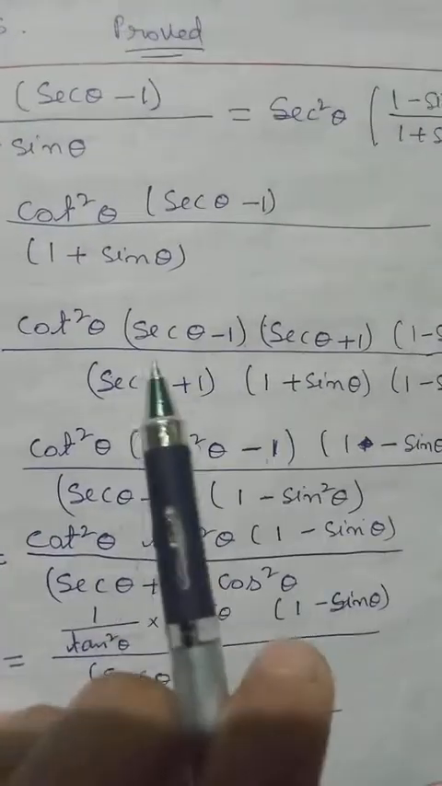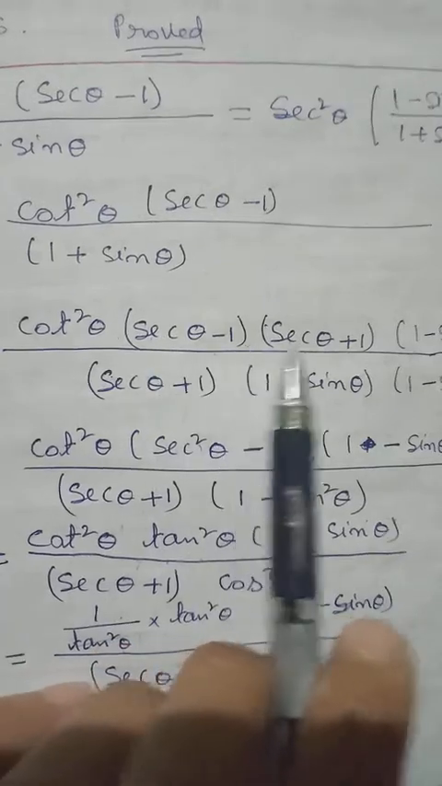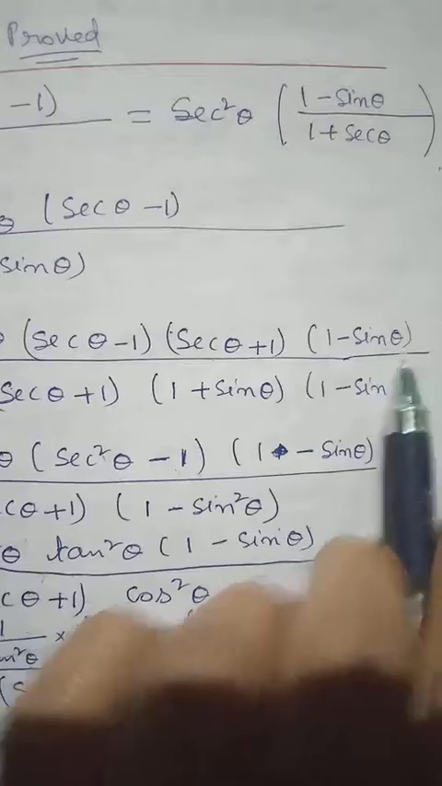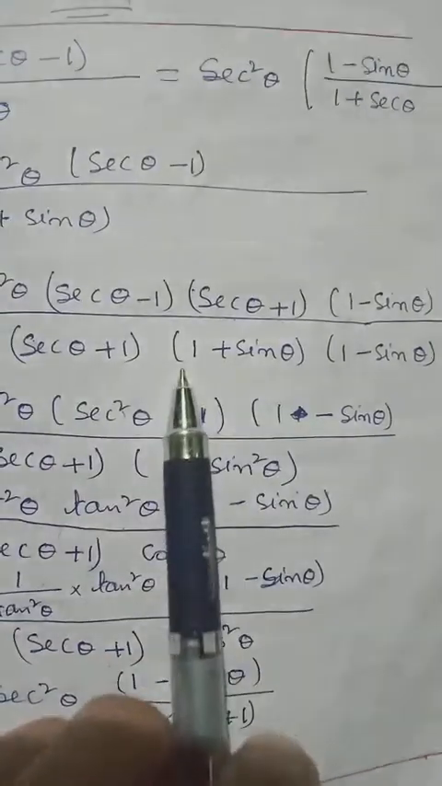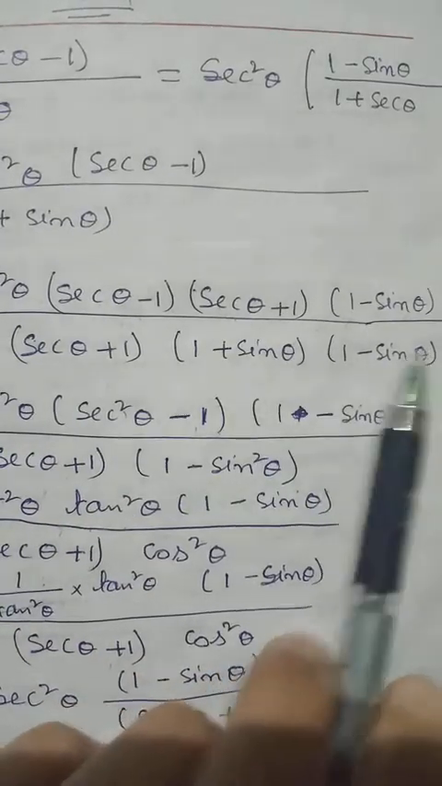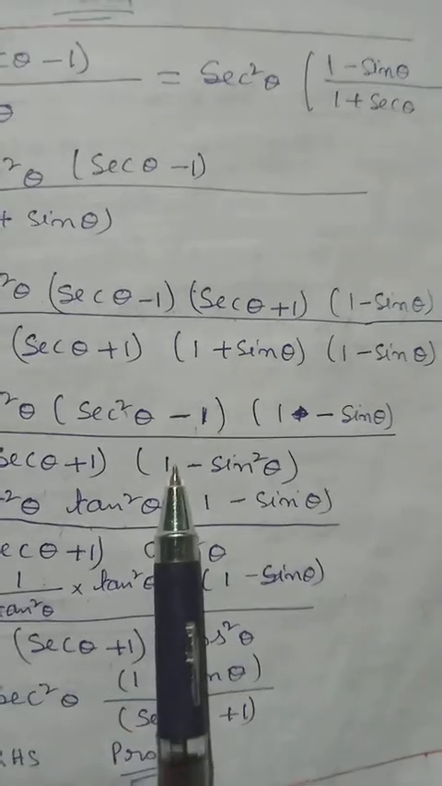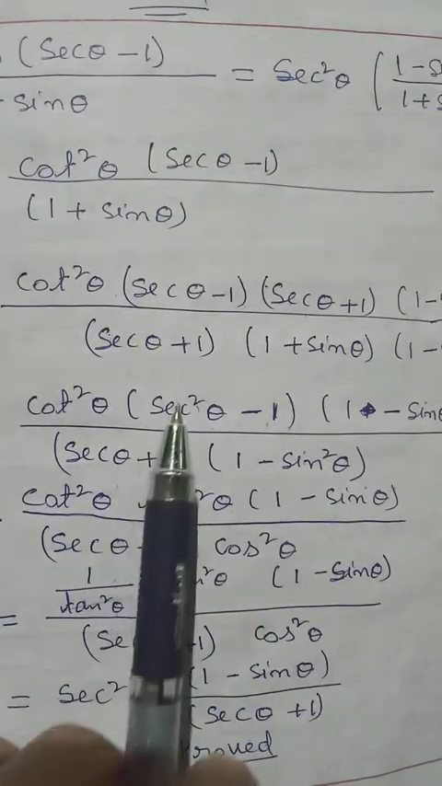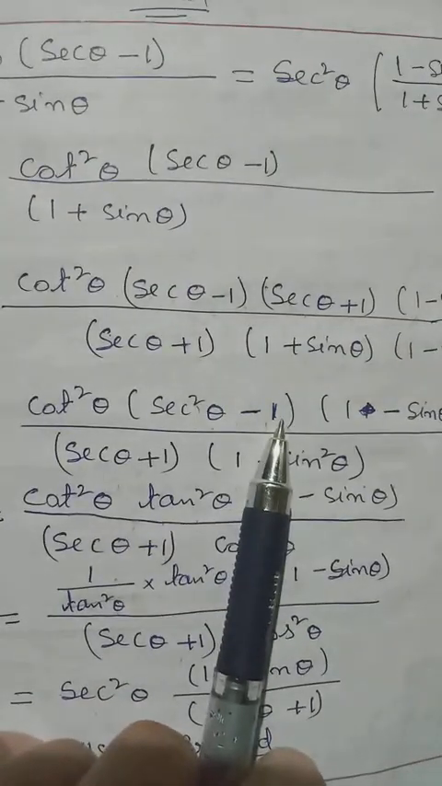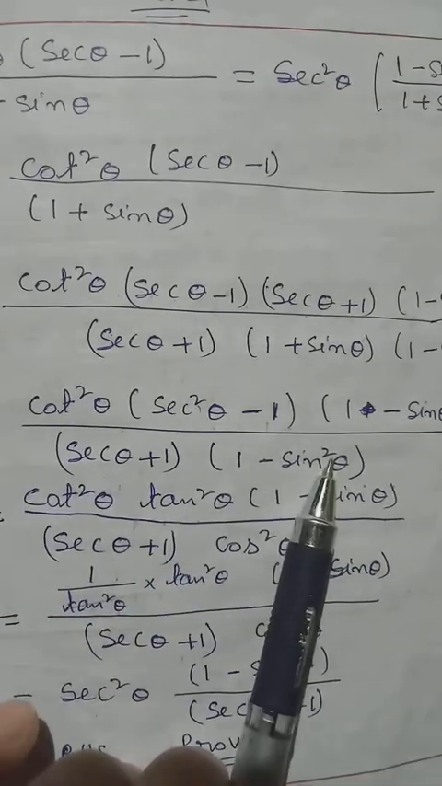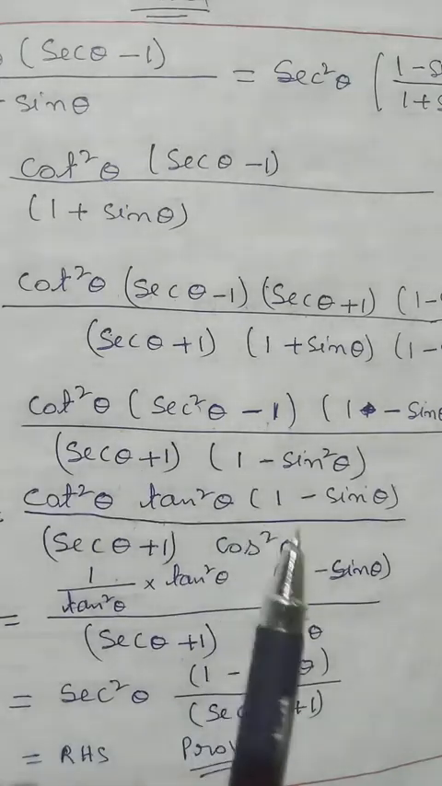Then after that, here we can apply now: (sec theta minus 1)(sec theta plus 1) will be sec square theta minus 1. Then this one, we write as it is. In the denominator, again, we have 1 plus sine, 1 minus sine. We can apply the formula (a plus b)(a minus b), which is a square minus b square. Then now, from identity, sec square minus 1 is tan square theta. We can replace. Then 1 minus sine square theta from identity is cos square theta. The rest we can leave as it is first.